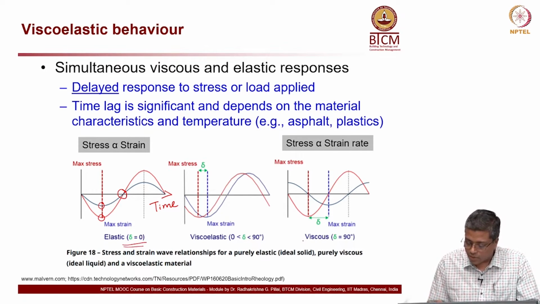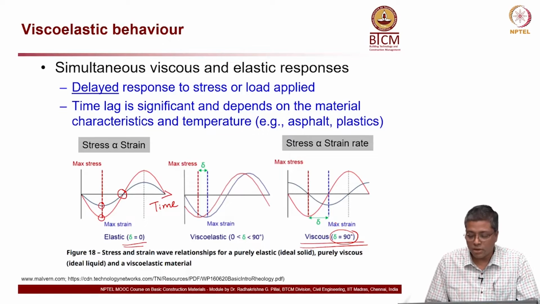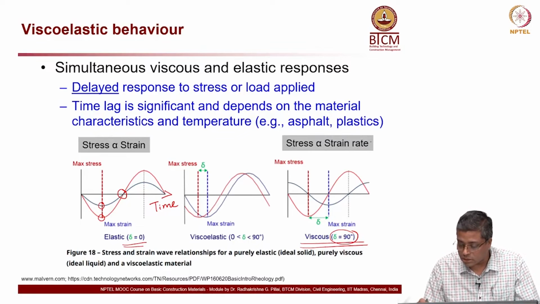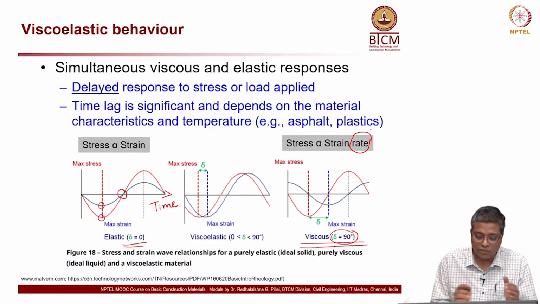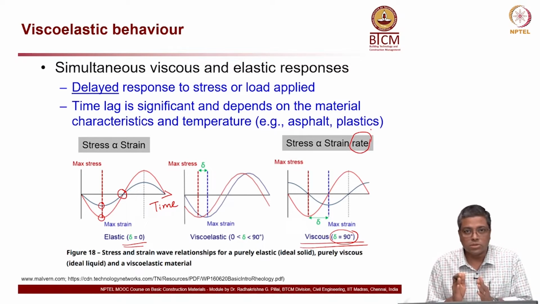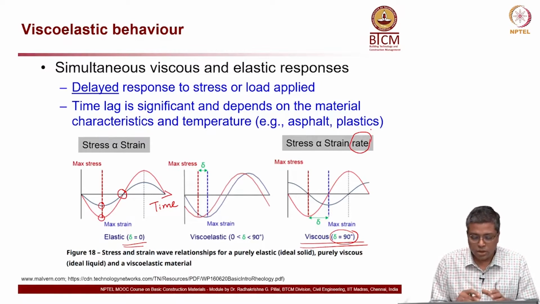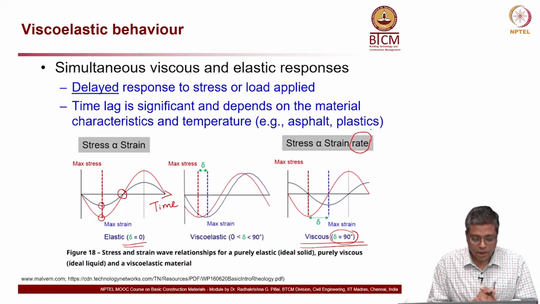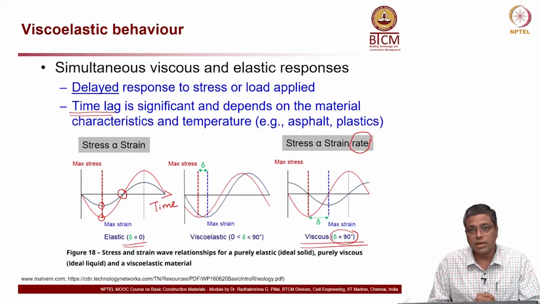If you are looking at the viscous behavior, which is on the right side, there is a phase difference of about 90 degrees. What that means is, there is again a significant time lag, and also the stress is proportional to the strain rate and not just the strain. The word strain rate, or rate, is very important there. So, in the first case, elastic behavior, the stress is proportional to the strain. In the viscous behavior, stress is proportional to the strain rate. In most of our examples, we will talk about shear stress and shear strain. Anyway, we will come to that later. And this time lag actually depends on the material characteristics and temperature.